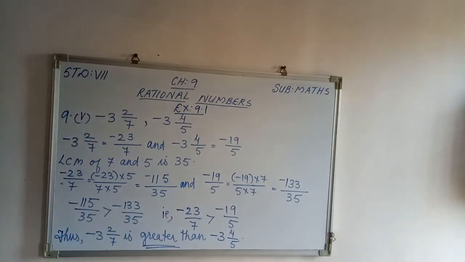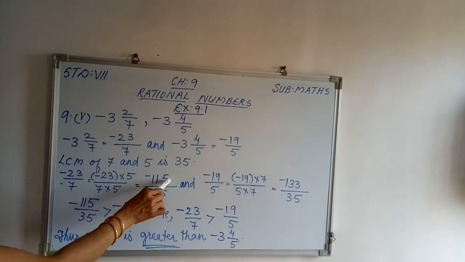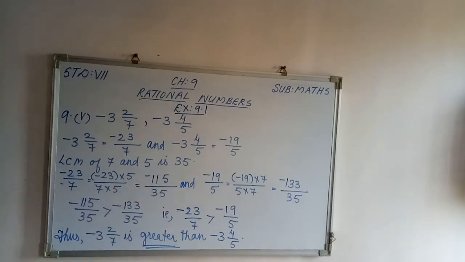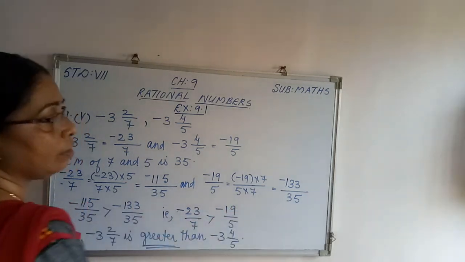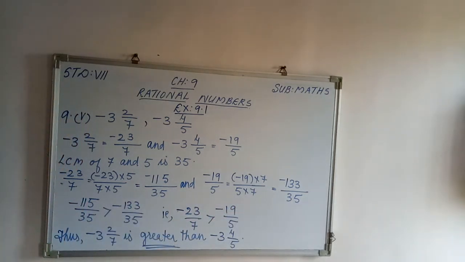Which is greater? Minus 115 is greater, that is minus 115 upon 35 greater than minus 133 upon 35. That means minus 23 upon 7 greater than minus 19 upon 5. Thus we can write minus 3 2 upon 7 is greater than minus 3 4 upon 5. So this is how we can compare the rational numbers.